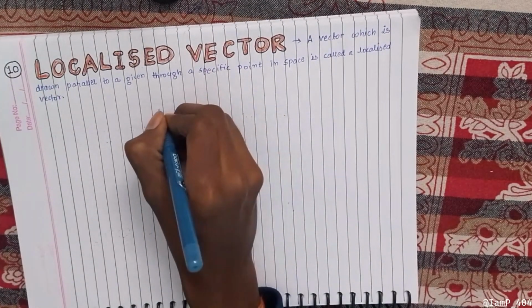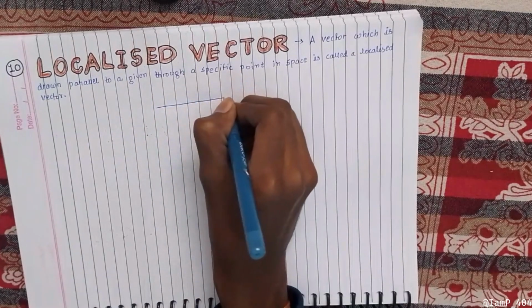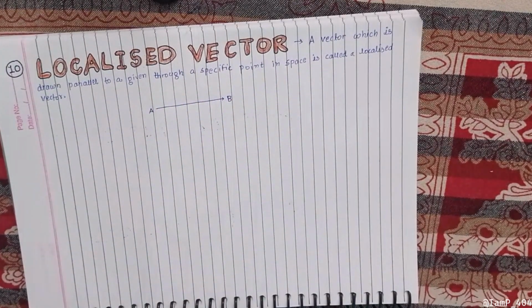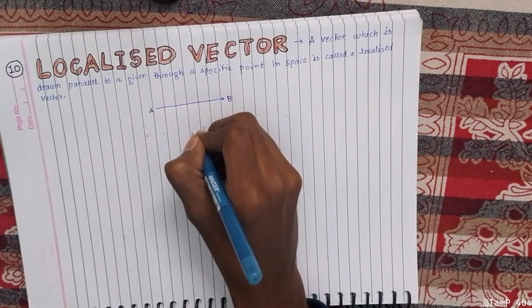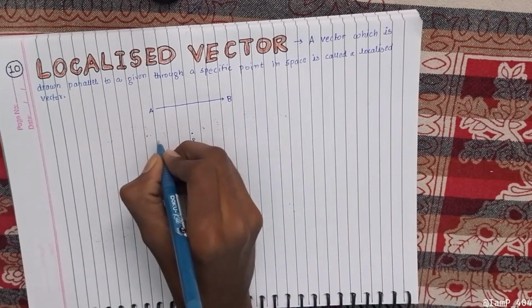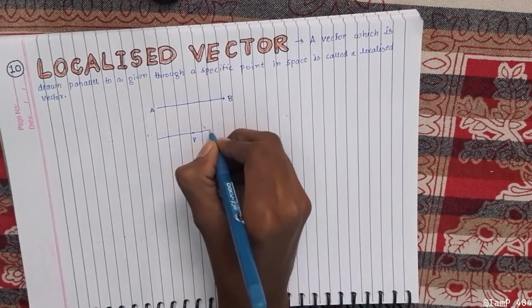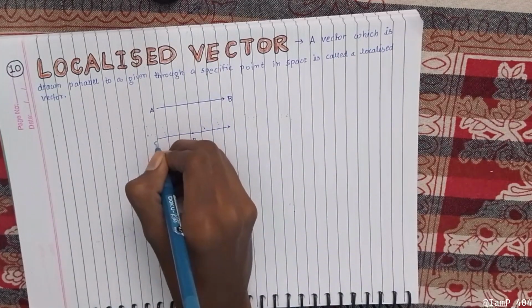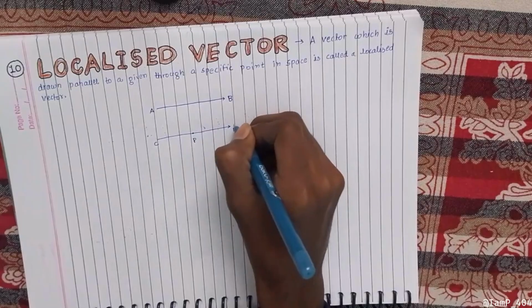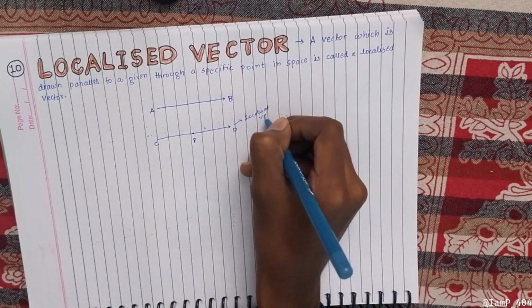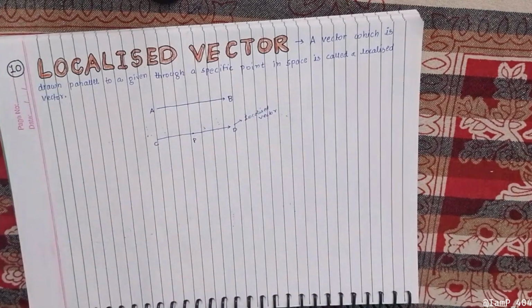For example, let's say this one is our given vector AB. AB is our given vector. And let's say there is a point named P. Through this point a vector passes such that it's parallel to the vector AB. This is what is called a localized vector in a very simple way.